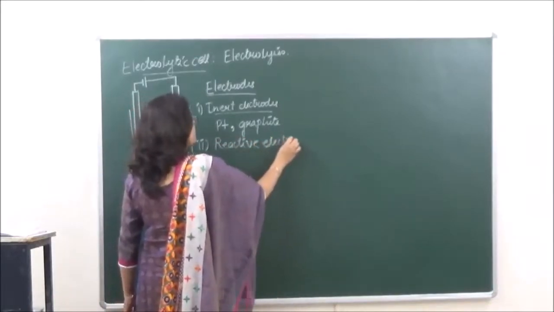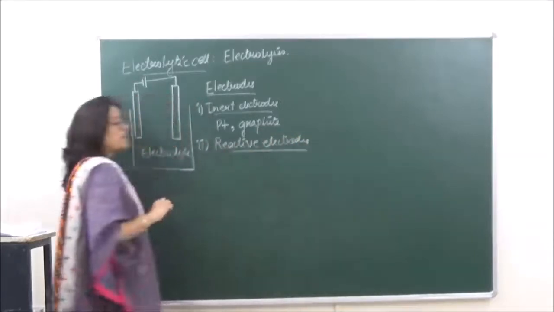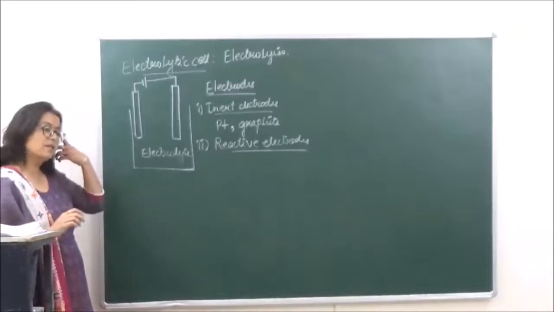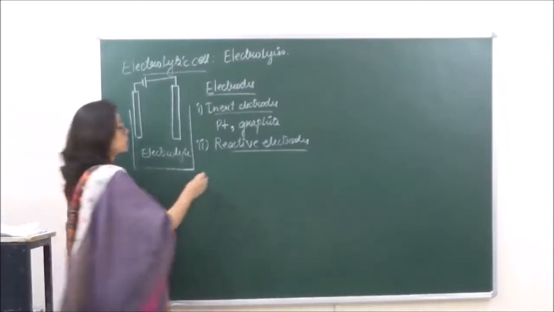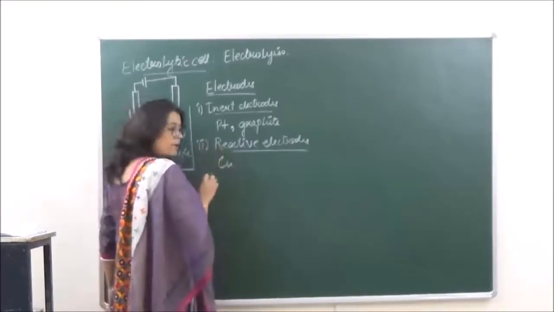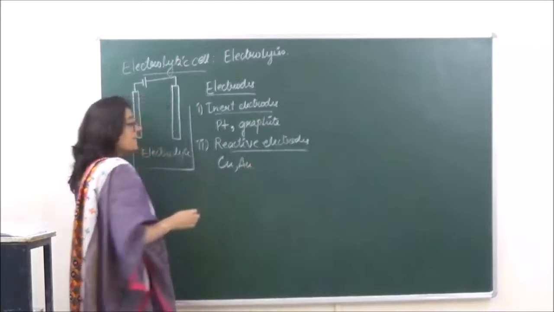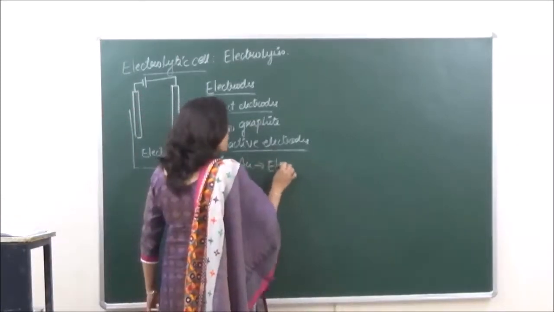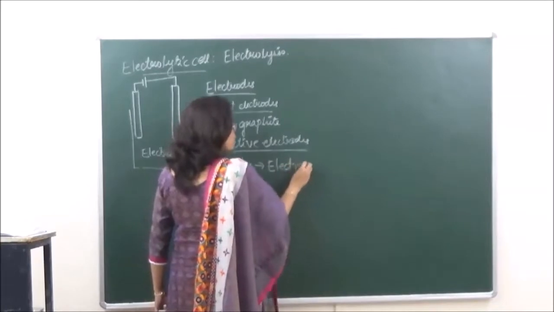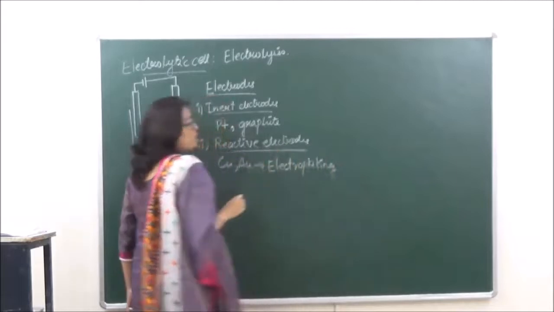The second type of electrodes are known as reactive electrodes. The reactive electrodes are going to participate in the reaction. Generally the reactive electrodes which we use are copper or gold, right? And these reactive electrodes are used in a phenomenon which is known as electroplating.